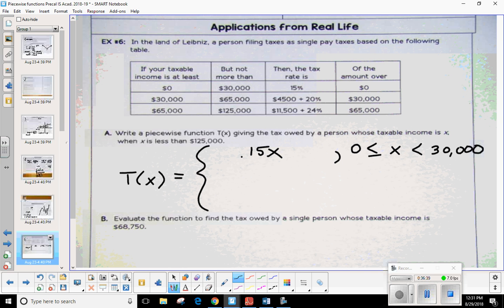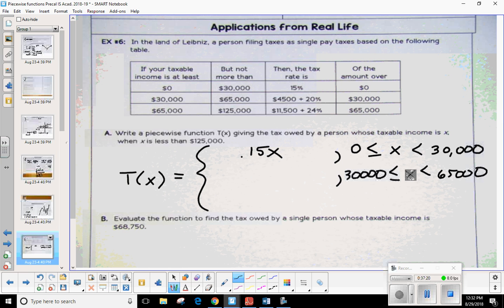Now let's look at the next row. What's the subdomain for the next one? 30,000 to 65,000. So let me put 30,000, x, 65,000. We know less than, less than, but we talked about this. Where do I put equality? On the 30,000, but not more than 65,000, so I won't have equality there. And again, it makes sense because the next interval starts at 65,000, so that's going to be the minimum for that particular interval.